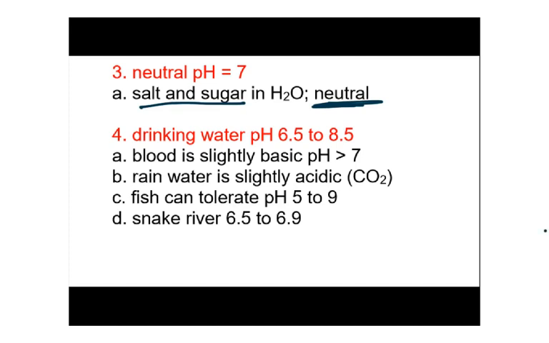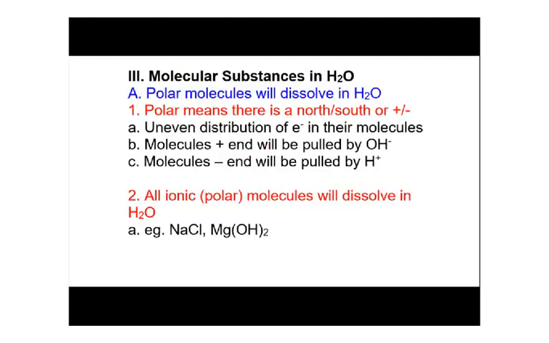These are just some interesting known pHs. Blood is slightly basic. Rainwater is slightly acidic. That's because of the carbon dioxide in the air. So places that have a lot of factories tend to have more acidic rain. Fish can tolerate all the way from 5 to 9, so they can tolerate a pretty large range of pH. And remember, 7 is neutral, so they can tolerate acidic water and basic water. And then Snake River is the one you read about in that fish kill thing, and so obviously the fish didn't die because of their water pH, since that's livable for fish.